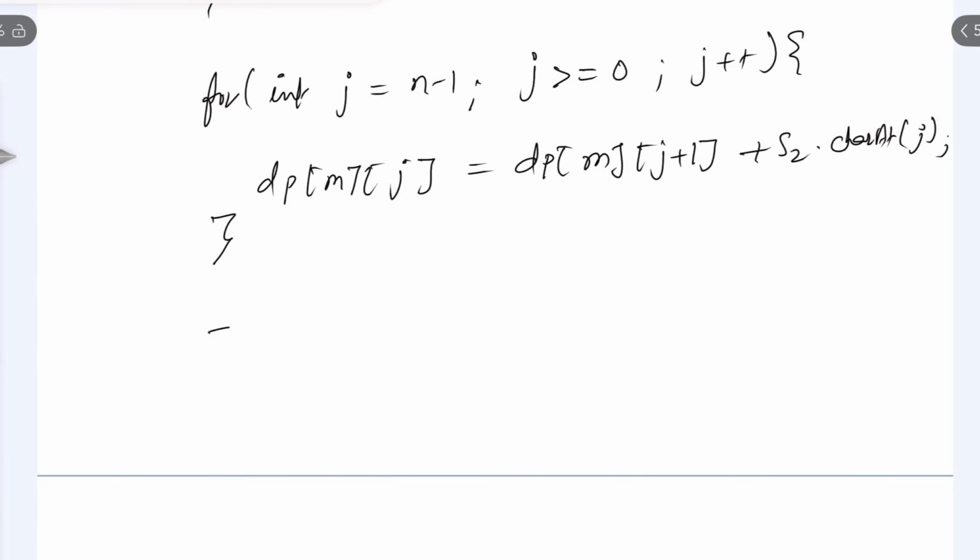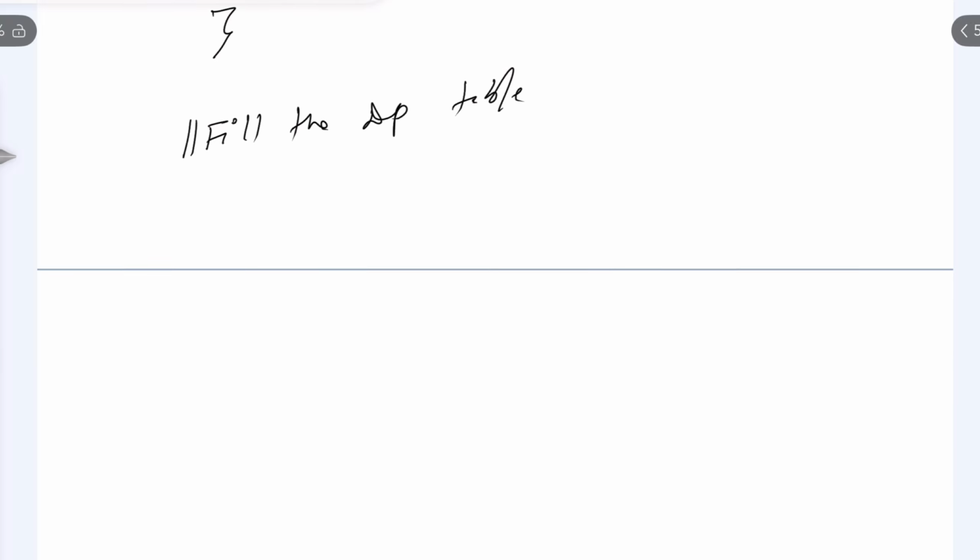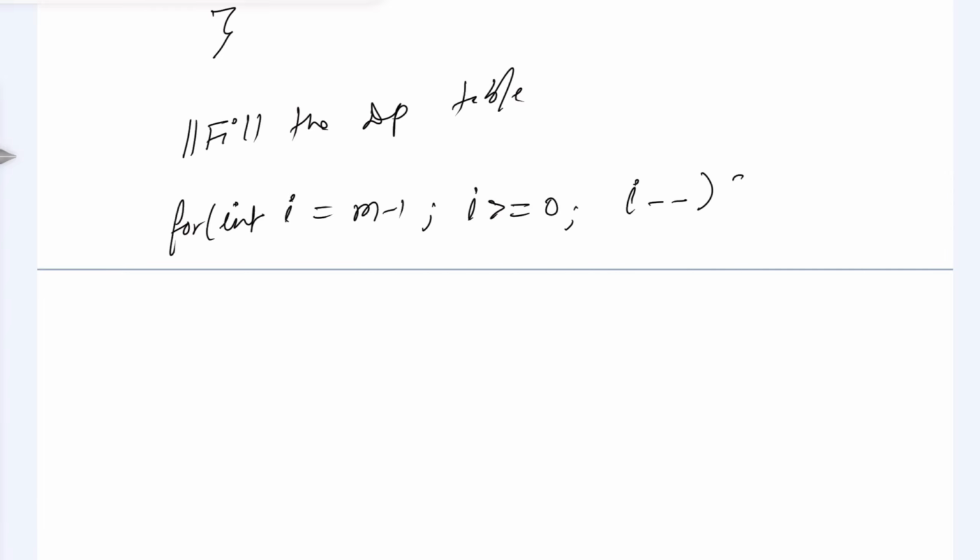Now we have to fill the dp table. How will we fill it? It is very easy. Very first, start with a for loop and define int i equal to m minus 1, and i should be greater than or equal to 0, and i minus minus. Inside this, we will use another loop for i and j.